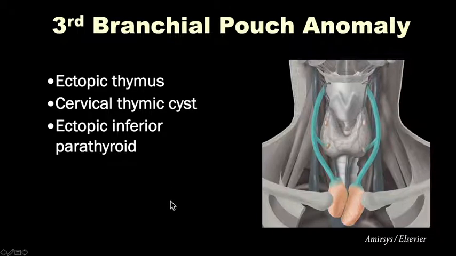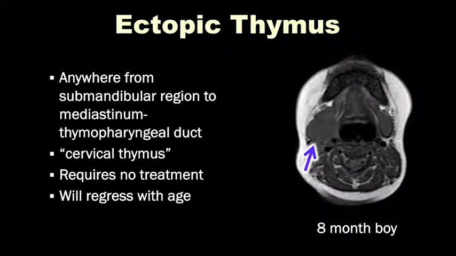An anomaly of the third branchial pouch includes ectopic thymus, cervical thymic cyst, or ectopic inferior parathyroid glands, which becomes important in adults when we're looking for adenomas. An ectopic thymus can occur anywhere from the submandibular region to the mediastinum along that duct. An ectopic thymus really is the preferred term since normal thymus resides in the neck. Cervical thymus is a little misleading. It requires no treatment and it will regress with age like the rest of the thymus.